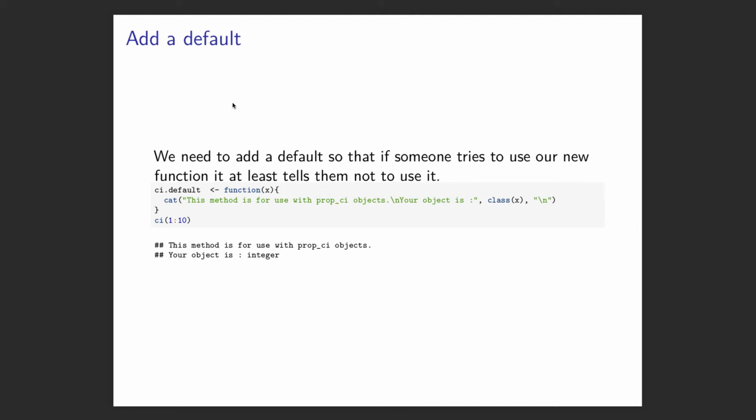So the first thing we do is we need a default. Because it's really nice to say, I don't have a CI function for this particular thing, so at least it tells you. And to do that, you just call it CI.default function X. And it says, this method is for use with a prop CI object. Your object is this, so go away. But it says it politely.